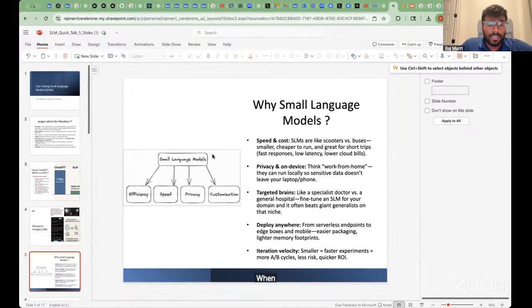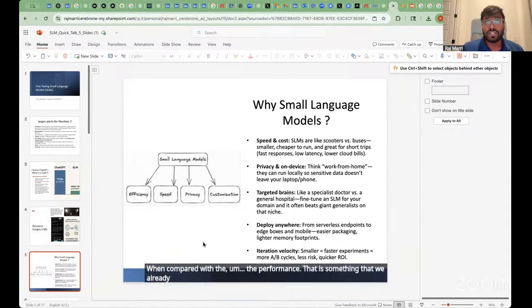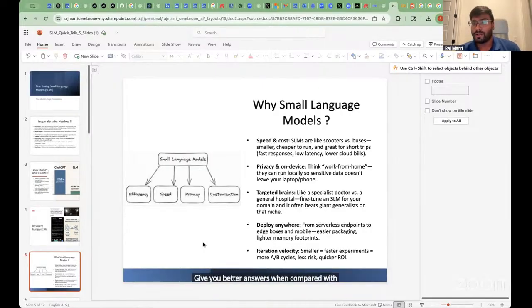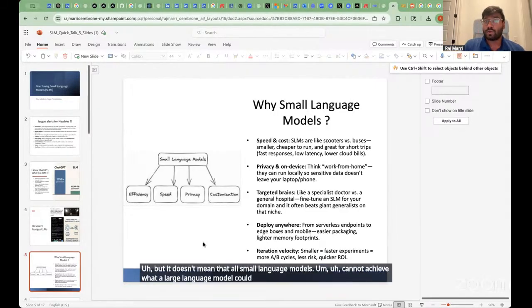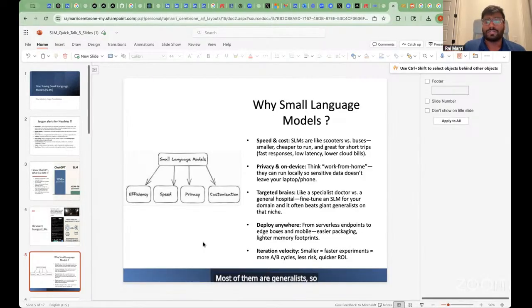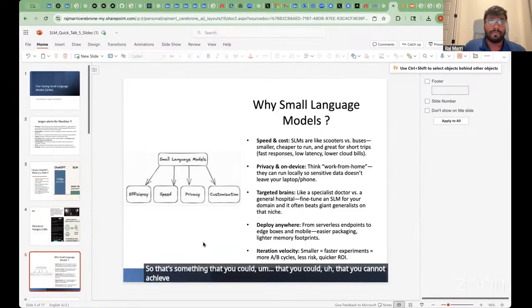When compared on performance, that is something we already discussed. Because the large language model has many parameters, it can grab more patterns in data, so it does give you better answers than a small language model. But it doesn't mean that small language models cannot achieve what a large language model could do. Large language models are more generalists, so you don't have to train them on any specific task. You just send a request and you get an answer. That's something you cannot achieve through a small language model.